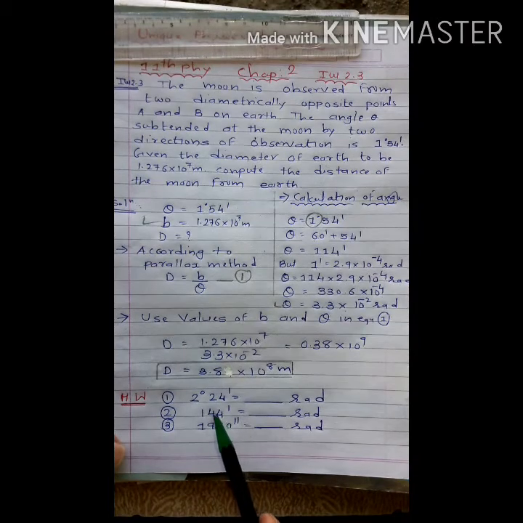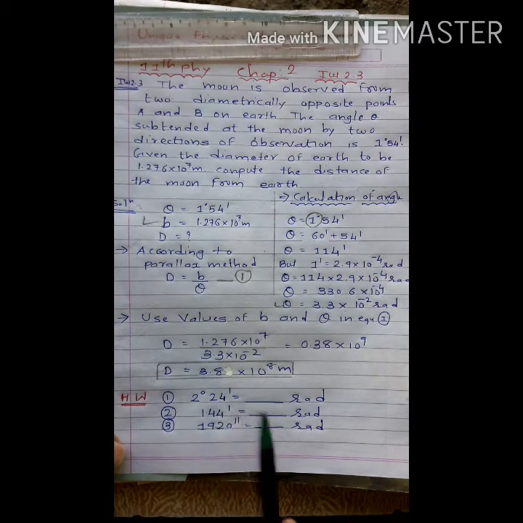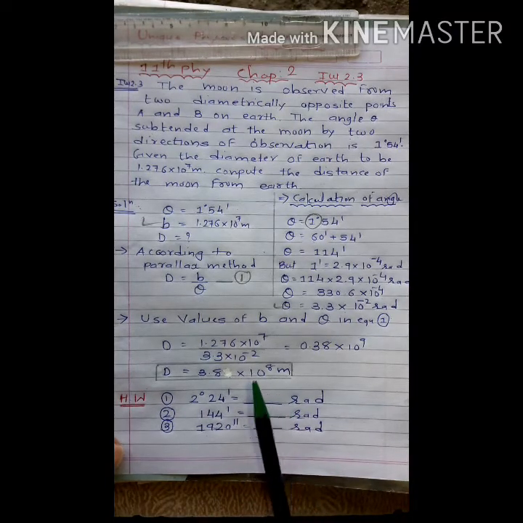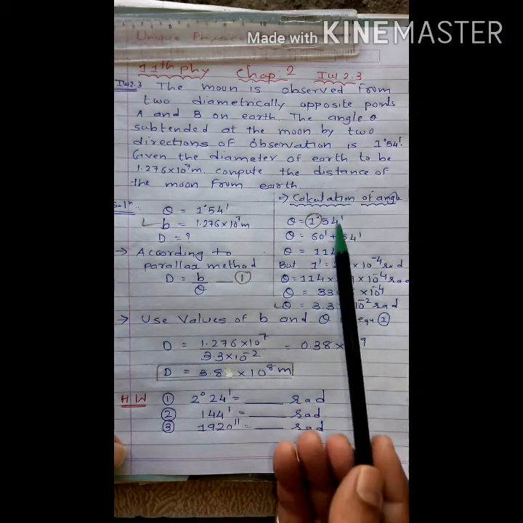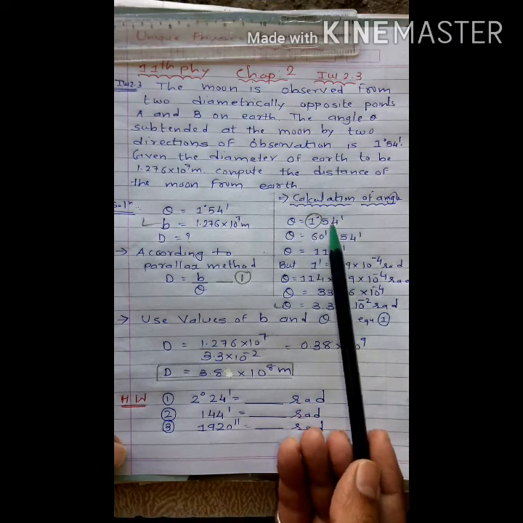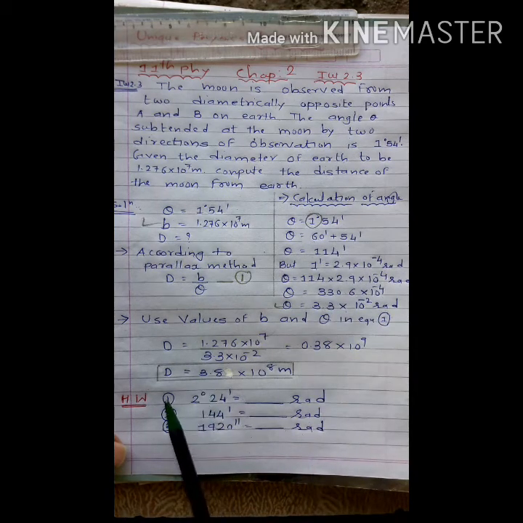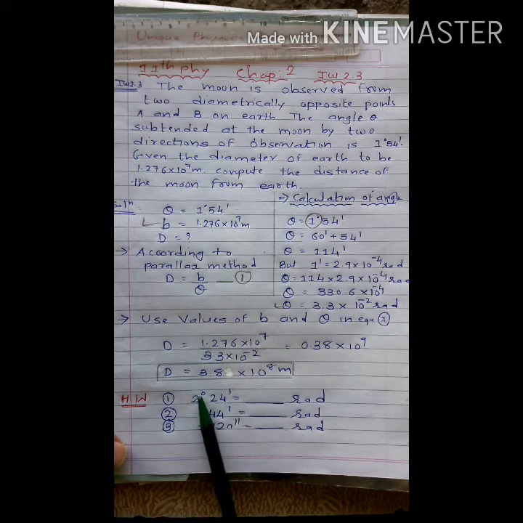Now some examples of calculation of angle are given. Try to solve these examples yourself. Here we explain the mathematical steps of how to convert degree minute into radian. First homework example: 2 degree 24 minute. Convert this value into radian. 1 degree is equal to 60 minute, so 2 degree is equal to 120 minute. Find this value in radian.